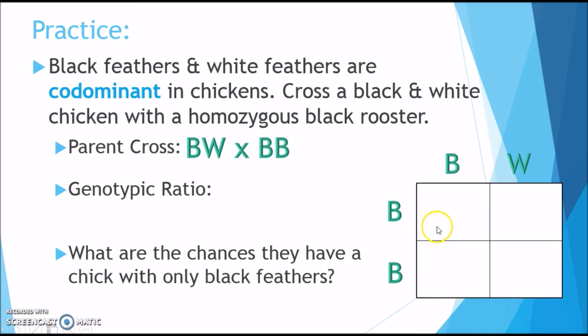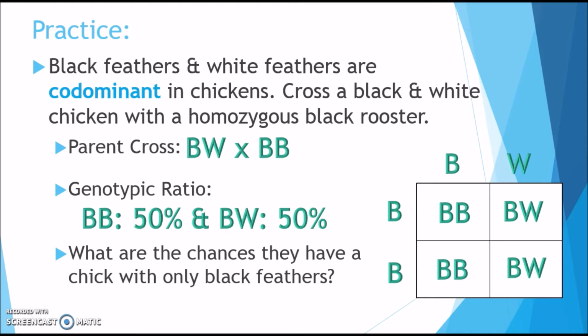So the first box would be homozygous black. The next one would be heterozygous, BW, keeping my B's first. The next box, homozygous black. And the last box would be heterozygous. So when I do my genotypic ratios, I start with the first box, homozygous black, 50% for these 2 boxes, and heterozygous, 50%.